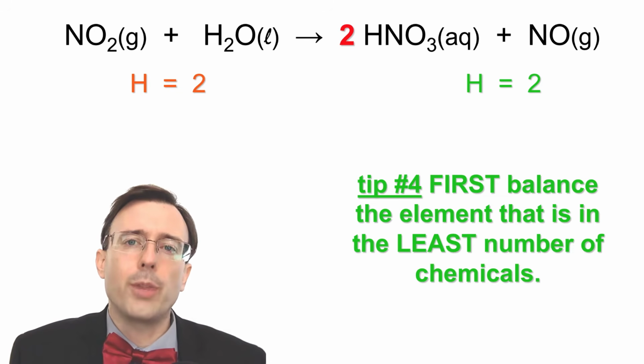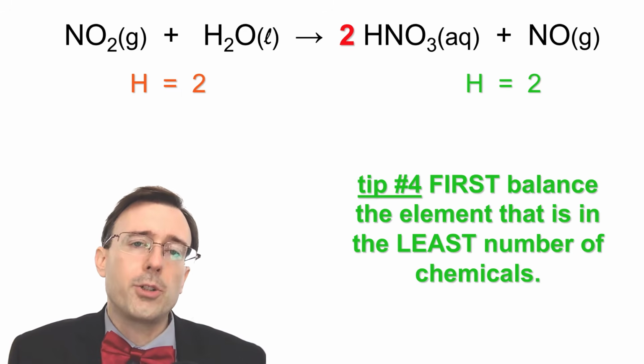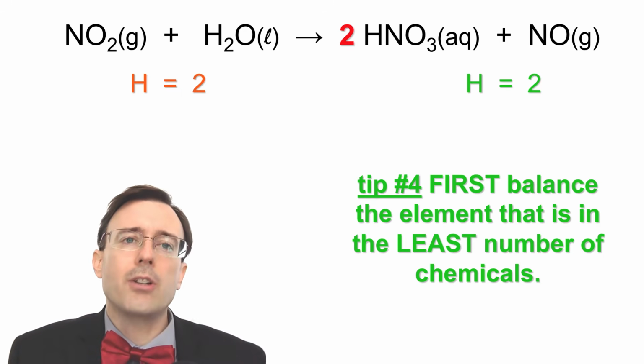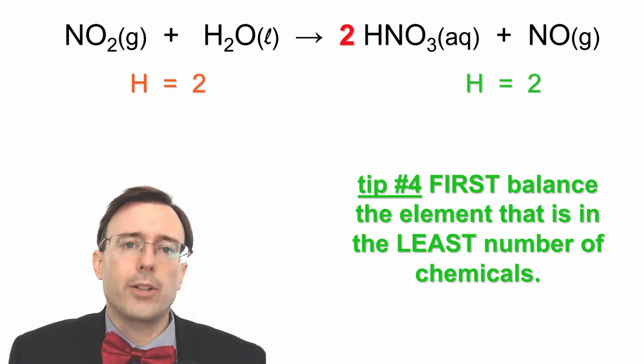Now pause the video and think about, which element should we do next? If you said nitrogen, you're correct. We want to save oxygen to last because oxygen is in every single chemical. And because nitrogen is only in 3 chemicals, we're going to do nitrogen next.